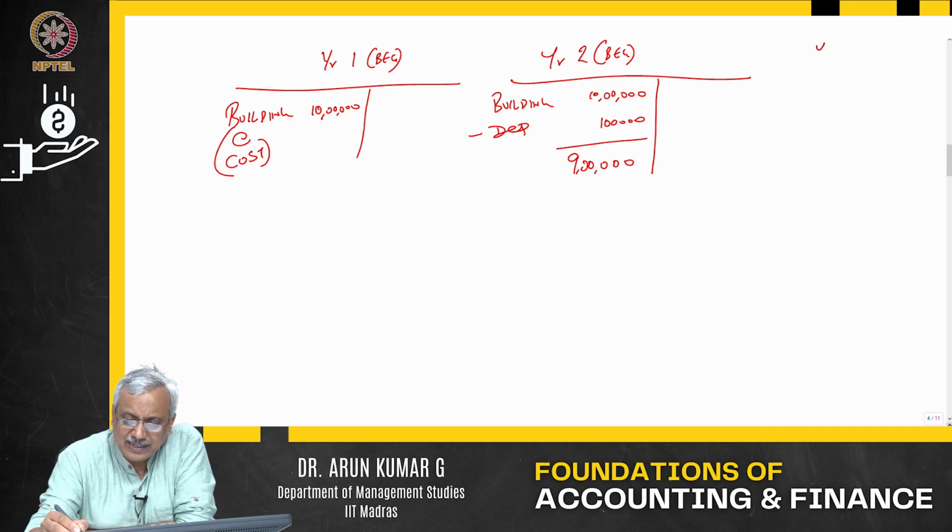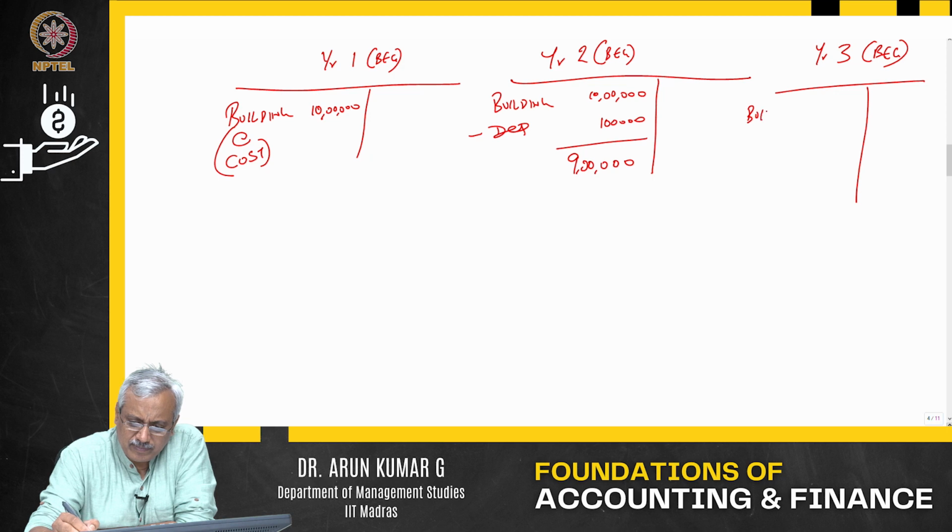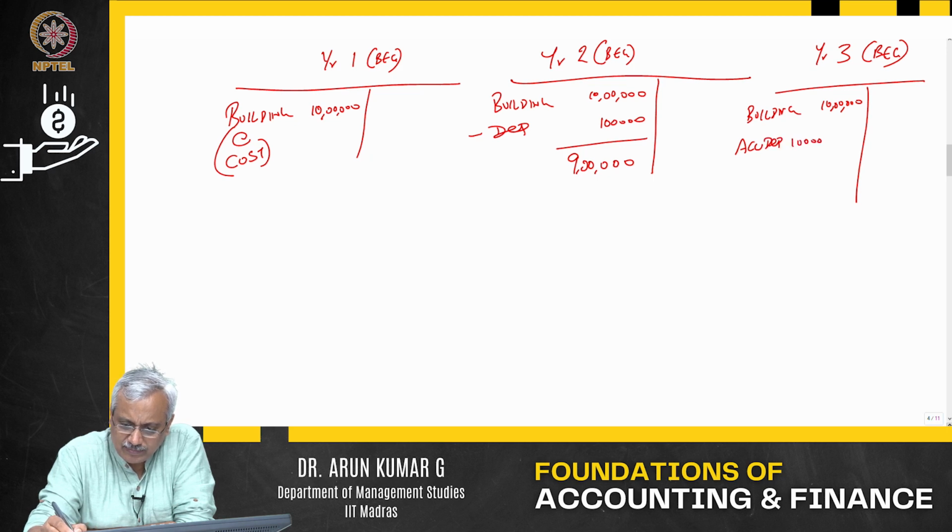Now, let me take year 3 beginning. Same thing, my building is worth about 10 lakhs. Depreciation carried forward from the last year, the accumulated depreciation, is 1 lakh. Current depreciation is 1 lakh out there. So, total depreciation is 2 lakhs, value of the building is 8 lakhs.